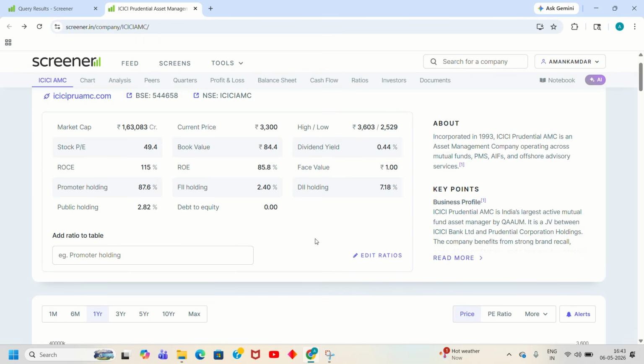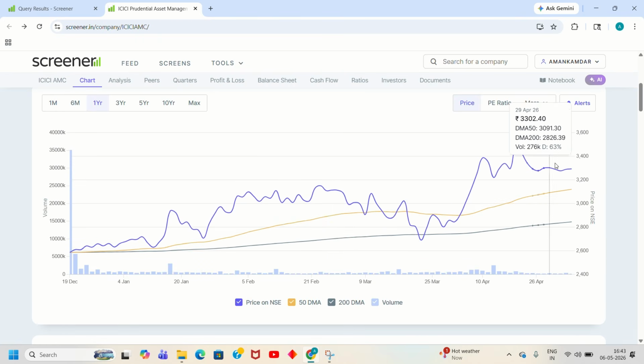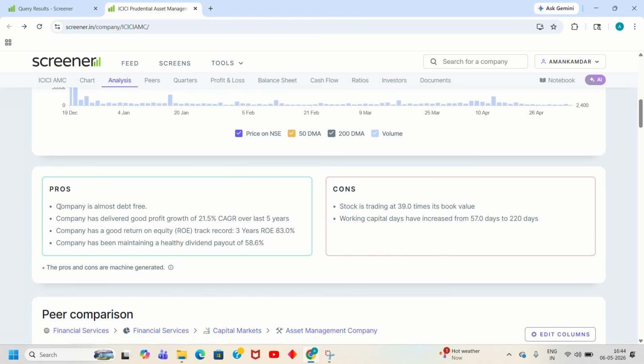So let's go back, and this is the chart. This is the 50-day moving average, and this is the 200-day moving average. So they are performing well above the 50 and 200-day moving averages. Now here are the pros and cons. So pros: the company is almost debt free, as per the criteria that we had entered. The company has delivered a good profit growth of 21.5% compounded annual growth rate over the last 5 years. So here's one more of our criteria covered. For profit growth, we had entered a minimum of 15%. So ICICI is already giving out 21.5% CAGR.